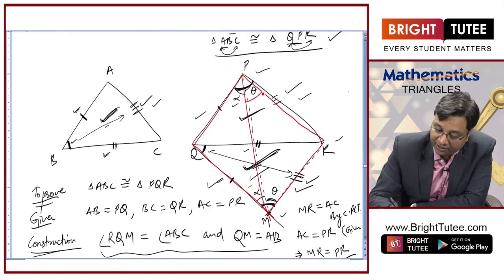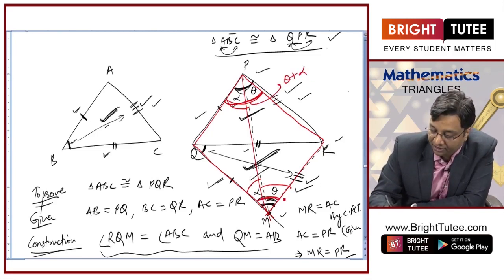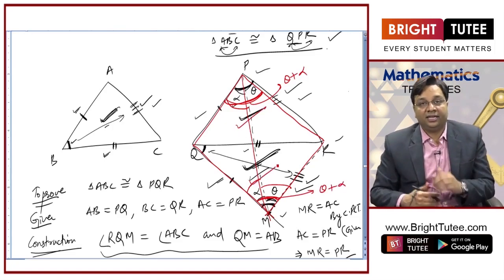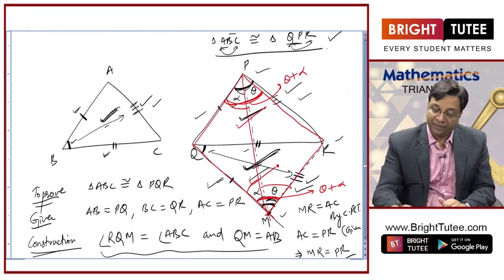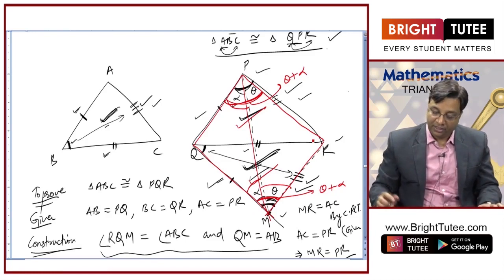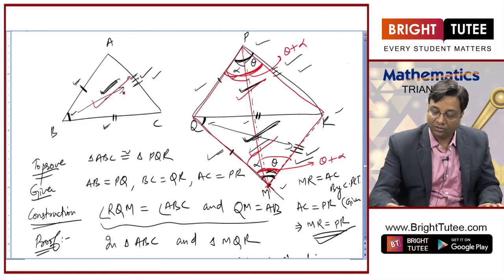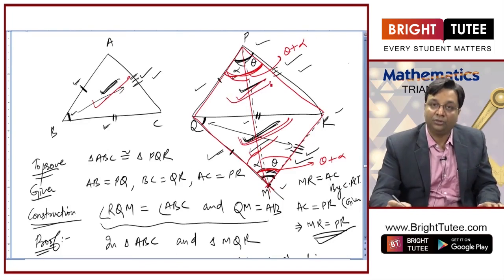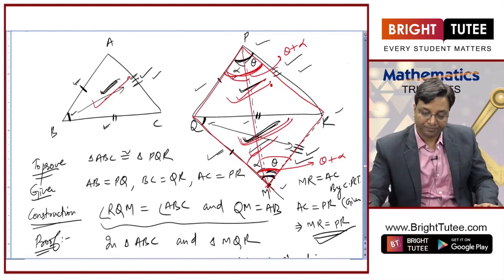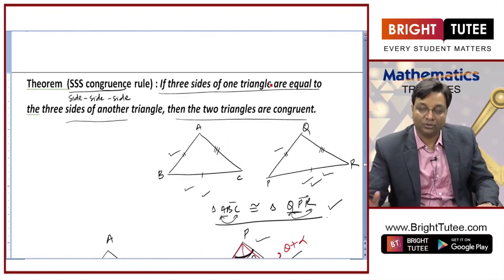Alright, so the base angles are equal. These two angles are also equal. So their sum is theta plus alpha, and this complete angle is also theta plus alpha. Now looking in these two triangles, again by SAS congruency rule, I can say that triangle MQR is congruent to triangle PQR. Okay, now once I have shown that ABC is congruent to MQR and MQR is congruent to PQR, I can say that triangle ABC is congruent to triangle PQR. Okay, so this is the side congruence rule.